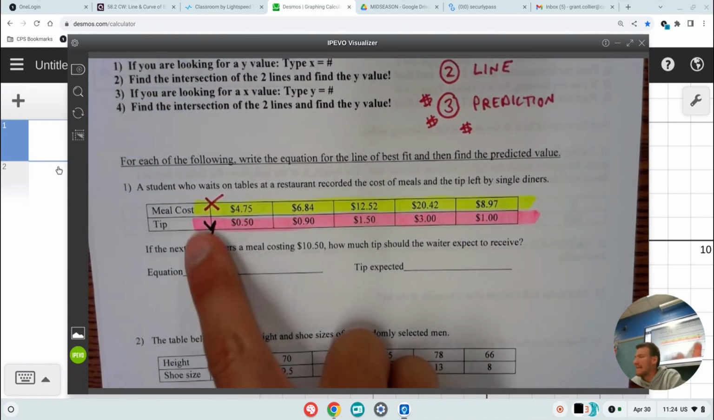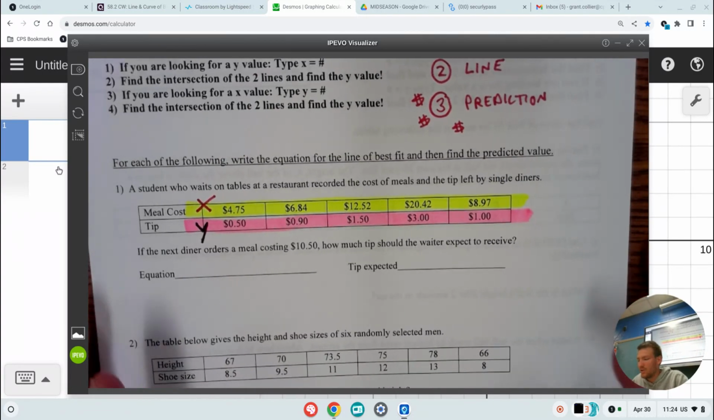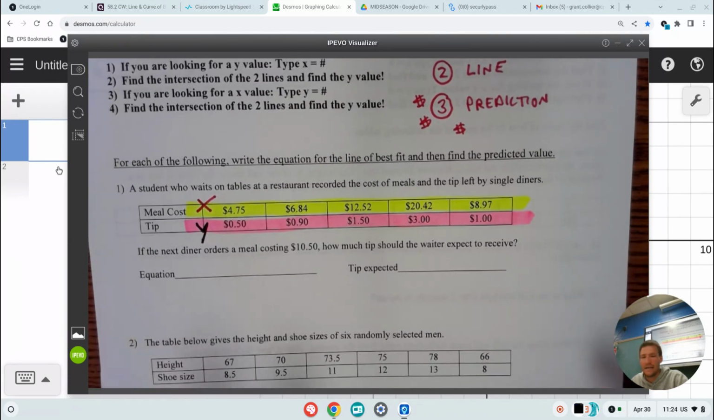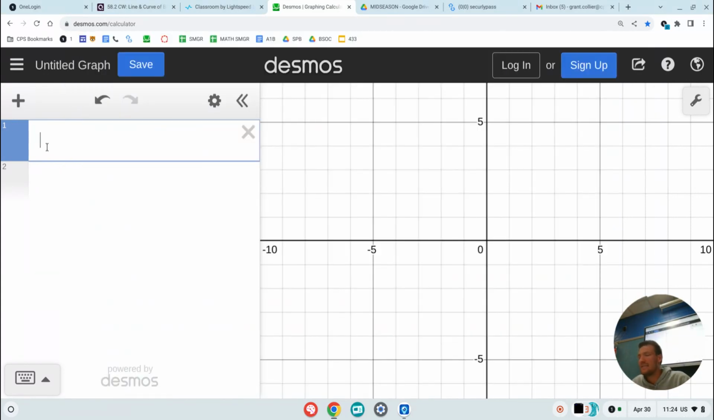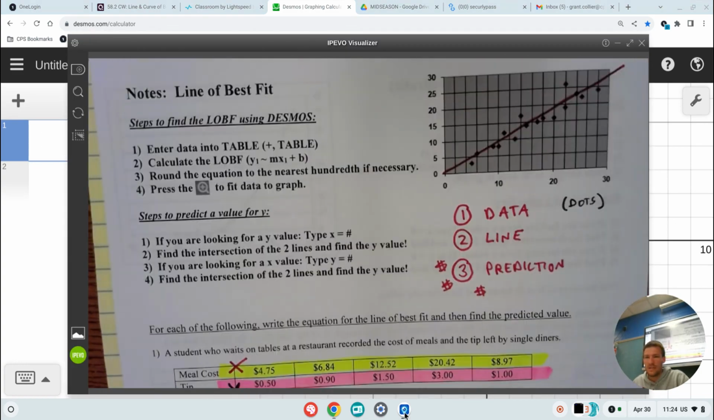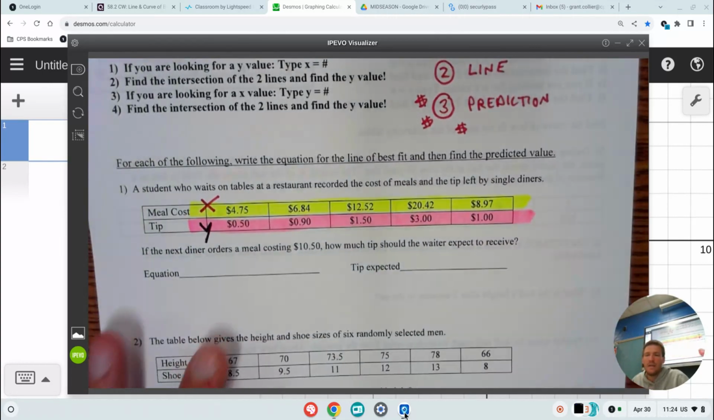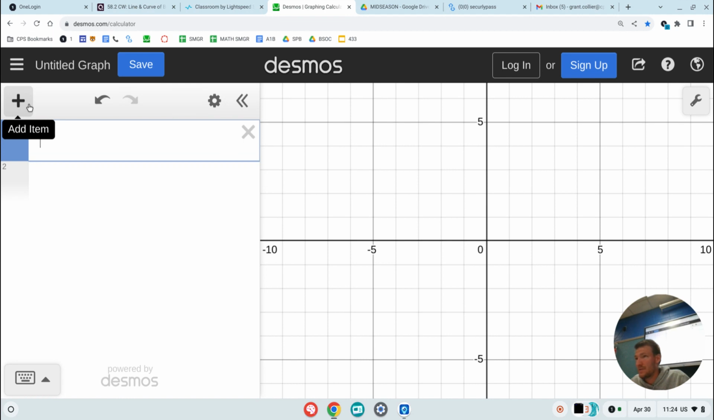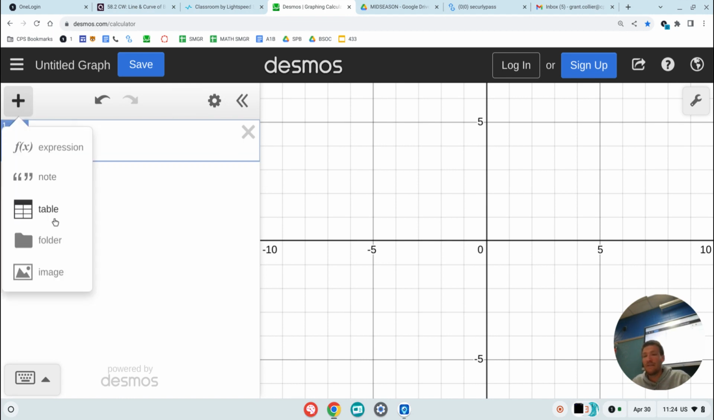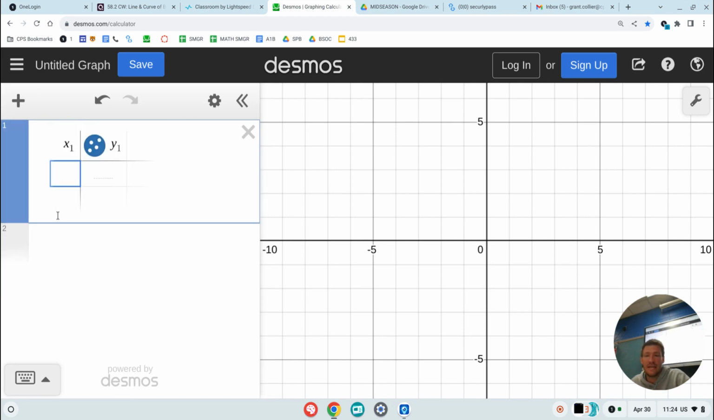So in DESMOS, we want to get this information, the X's and the Y's, into the table. This is one of those things I'm about to come around and check that you have typed in. So lock it in and be ready to type. In order to type in a table, I'll give you 2 options. On the notes, it says enter data into table. It says plus, comma, table. So, do you see this little plus sign up here? If you press the little plus sign, guess what one of your options is? Table. And then you can type in your table. I'll give you another way to get a table. If you literally type T-A-B-L-E, if you just type the word table, it will give you a table. So you have 2 options now. You can either press the plus table, or you can just type T-A-B-L-E, and it will give you a table.